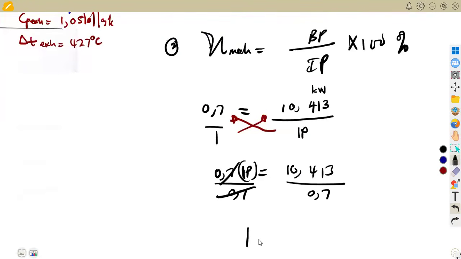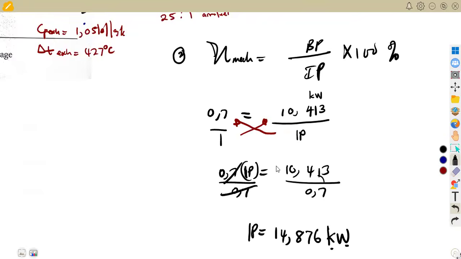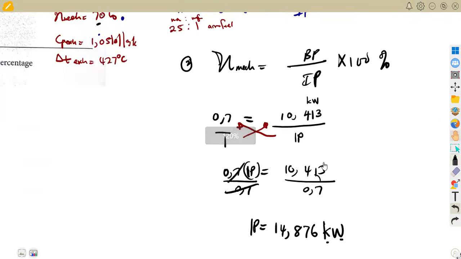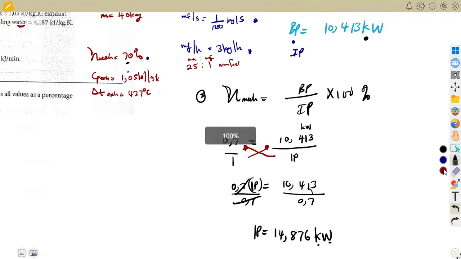Since we used the brake power in kilowatts, our answer is going to be in kilowatts. We're just dividing by a constant, it's just a number. So that will be 14,876 kilowatts. Just like that, we have the indicated power there. We might need this value, so let us write it aside: 14,876 kilowatts, the indicated power.